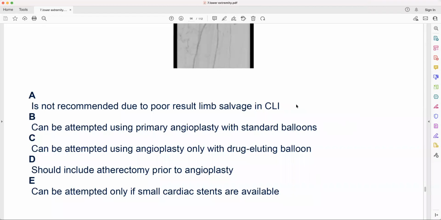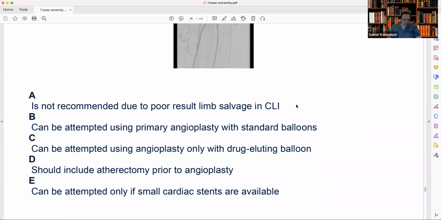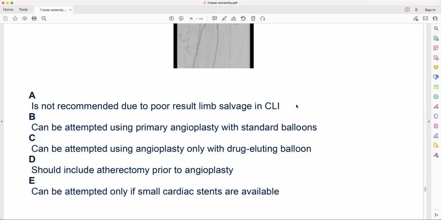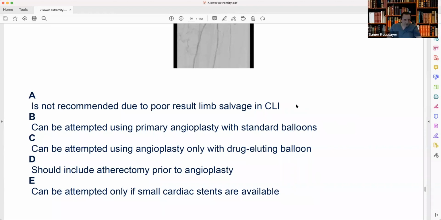Can be attempted using a primary angioplasty with standard balloons. I think this is not what we do every time, right? Okay, yeah, this is what we do in Bologna. Let's do the next one now.